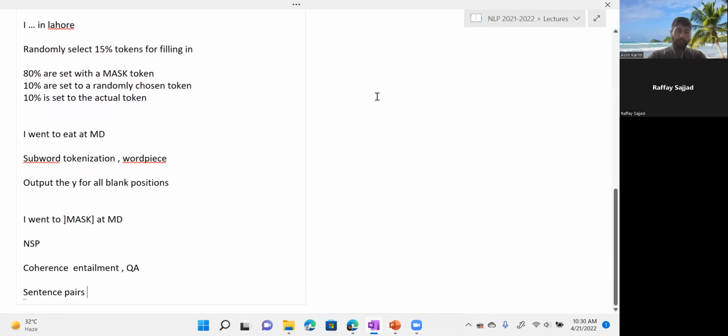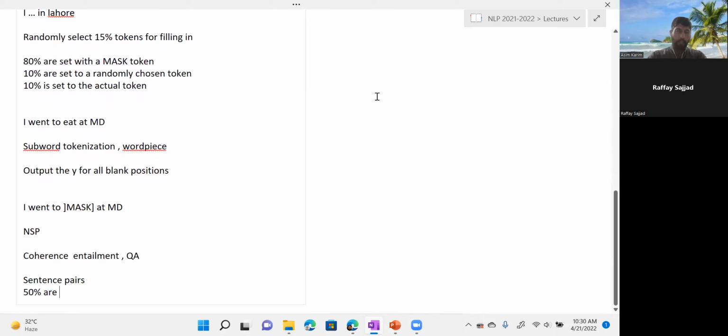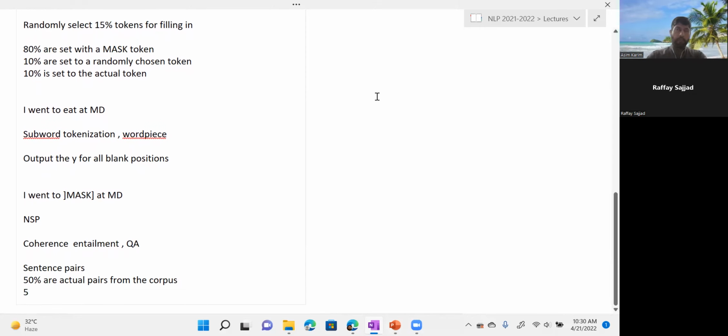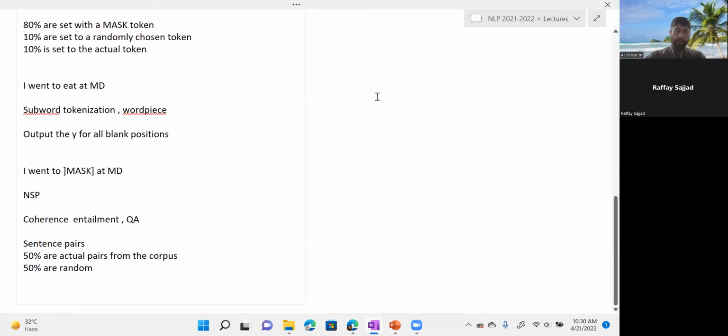So sentence pairs. 50% are actual pairs from the corpus, meaning that they do follow one after the other. And the remaining 50% are random, meaning that if you have the first sentence, the second sentence is randomly selected from some other position. So they are not exactly following the first sentence. So this is our training data. And since this is next sentence prediction, it's a classification problem. We shape our data in this way.